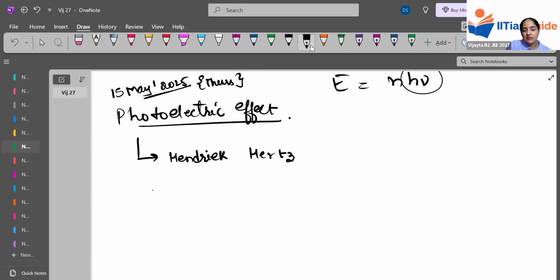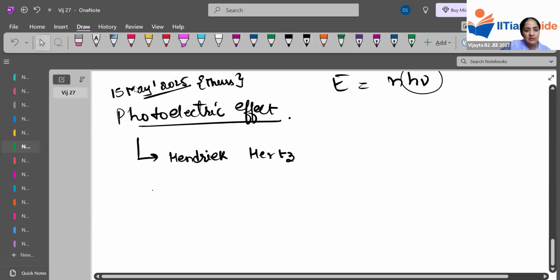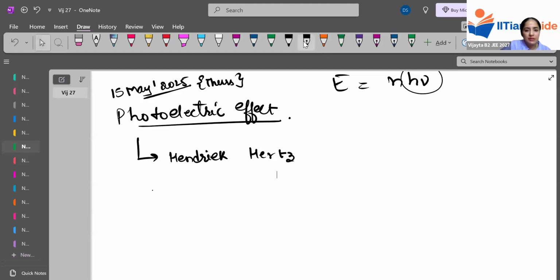Hertz is the person after whom the unit of frequency is named, right? So it is Hertz, and it is second inverse. So what he designed was just a beautiful picture of it.